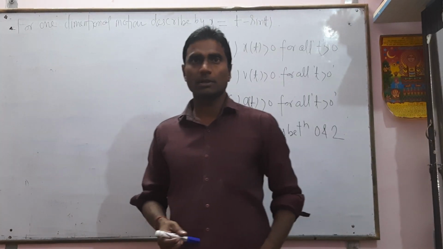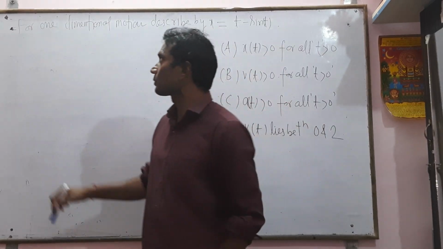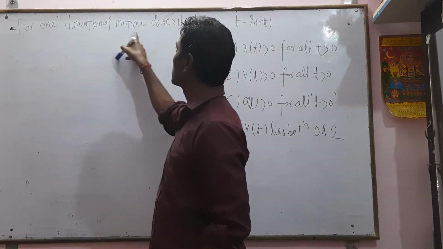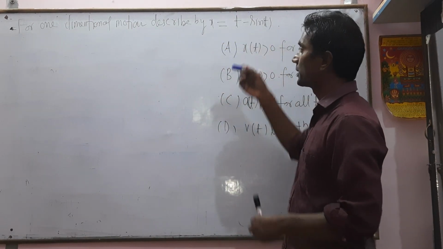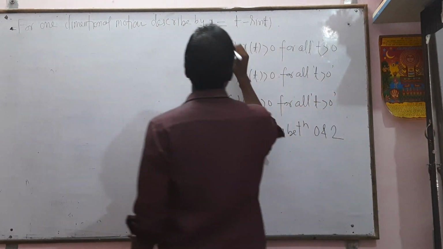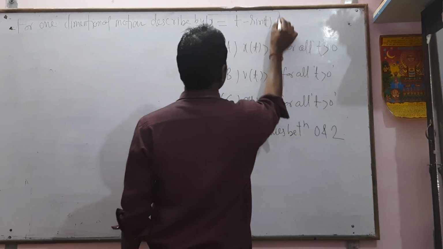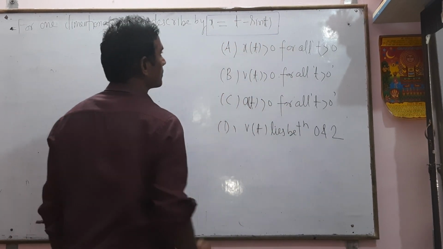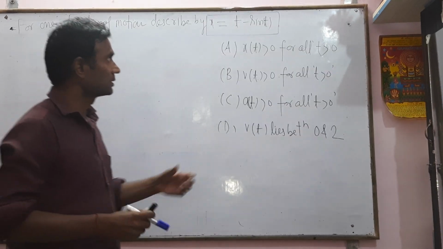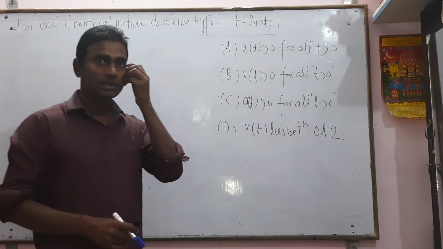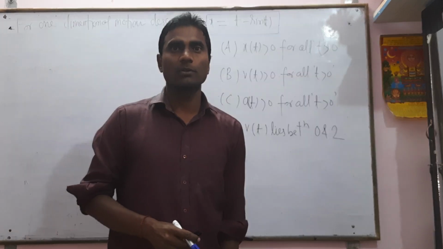This question is also a kinematics question. The question is about one dimensional motion described by x equal to t minus sine of t. We have to find out which of these four options are correct.